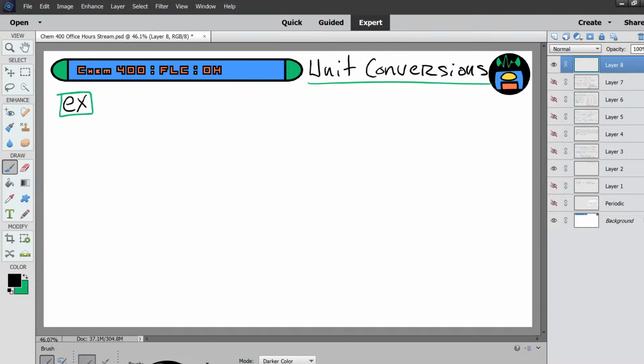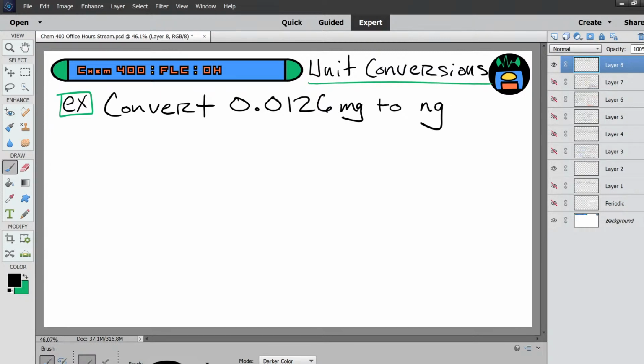Where we have to convert 0.0126 milligrams to nanograms. All right, you'll notice that here we start with a modified unit and we end with a modified unit. Now here's the problem.